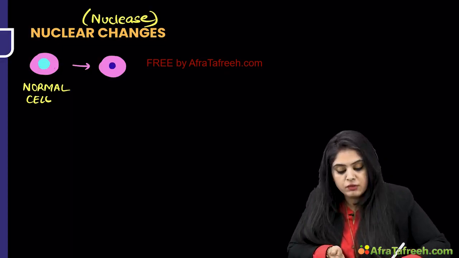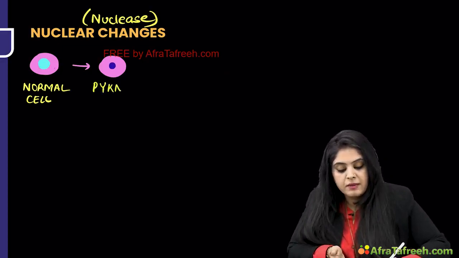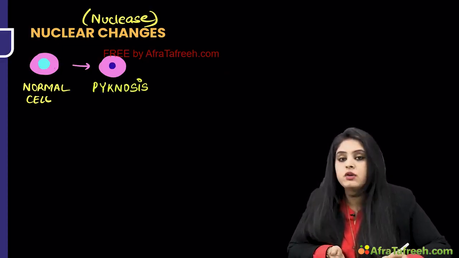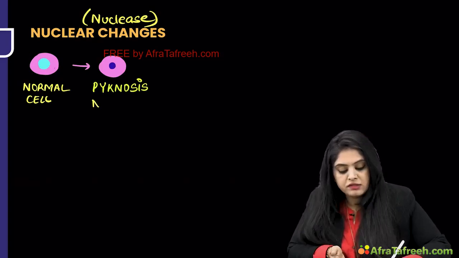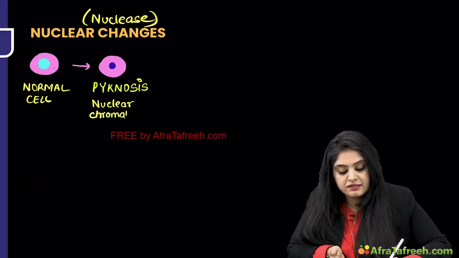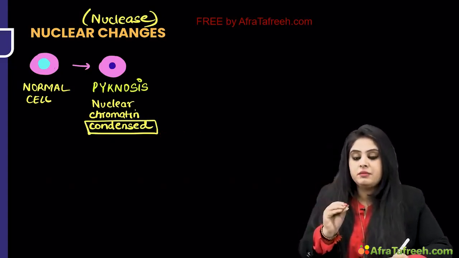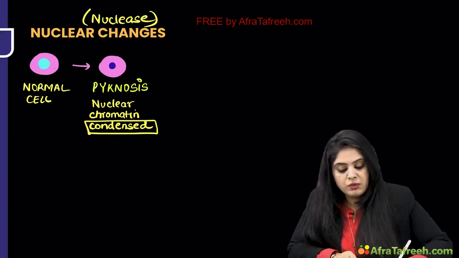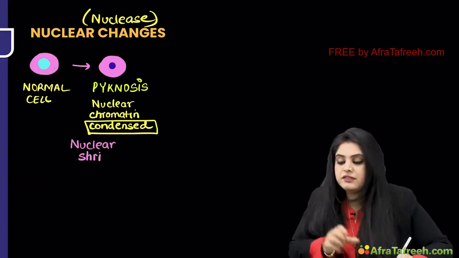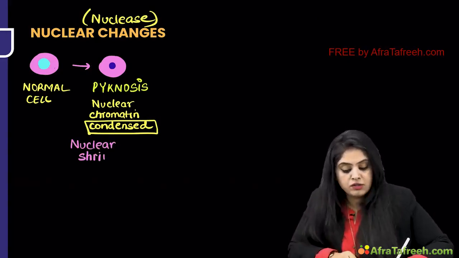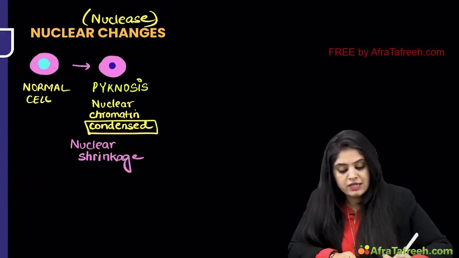Right? So, what is this step known as? There is something called pycnosis. What is pycnosis? Pycnosis is nuclear chromatin getting condensed. When I say condensed, it means it's becoming limited. When I say limited, what did you notice? We noticed that there is nuclear shrinkage. When I say it's condensed, it means it's becoming smaller. So there is nuclear shrinkage happening.